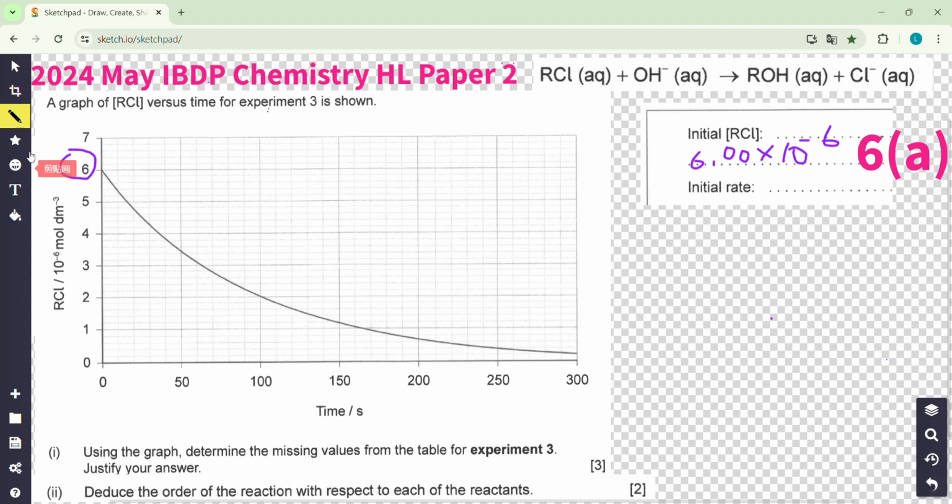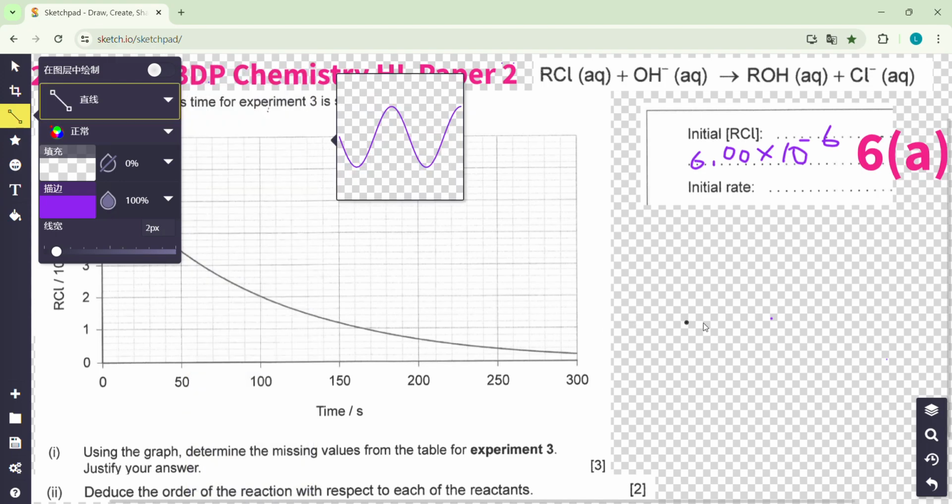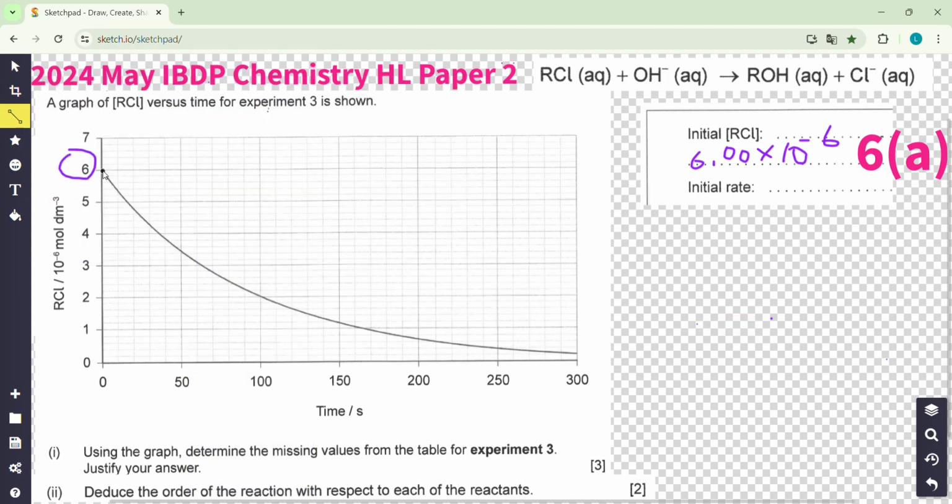And then what is the initial rate? The initial rate is the gradient of this curve, so you need to draw a straight line, the tangent, from here. It's an eyesight test, so you approximate which one is the best. I think this one is quite good. So it's about 95.